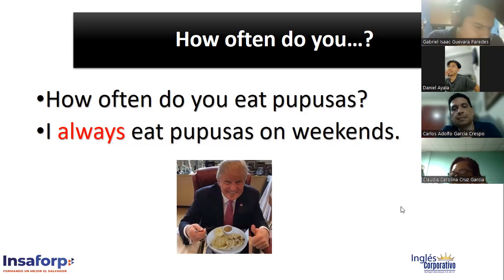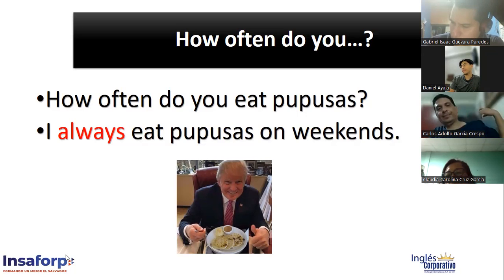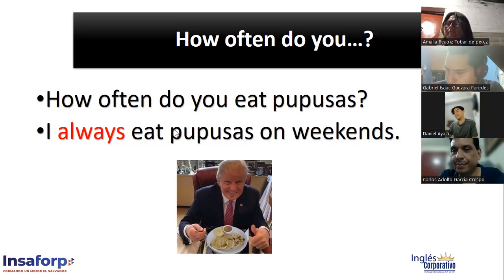Okay, people, right now we have a couple of minutes and I want you to write three questions with the answers. Three questions and answers in the chat, like this. How often do you eat pupusas? I always eat pupusas on weekends. How often do you drink water? I usually drink water during the day. That could be an example.